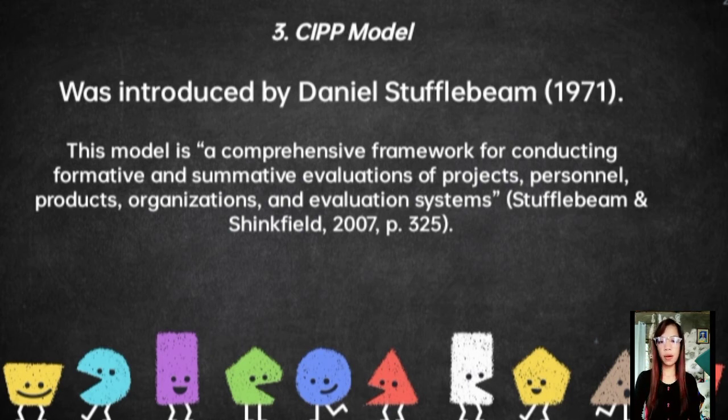Delineate means to describe or portray. Second, obtain or collect the information using selected techniques and methods. And lastly, third, provide or make available the information to interested parties to decide whether to maintain, modify, or eliminate the new curriculum or program. Information is obtained by conducting the following four types of evaluation, which are context, input, process, and product.